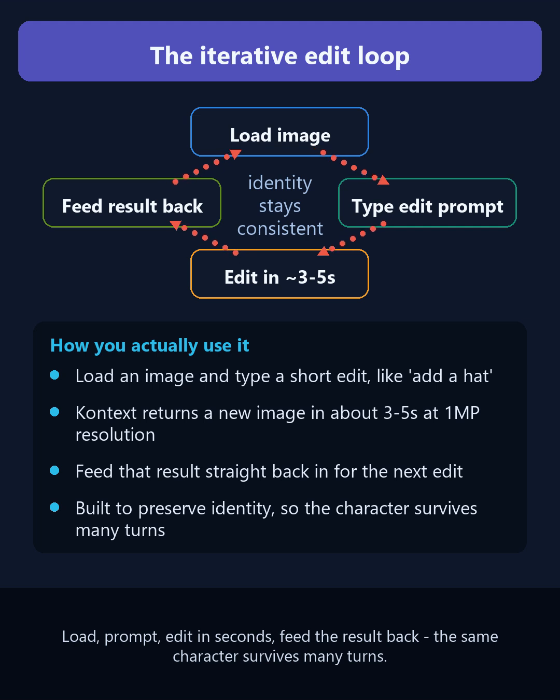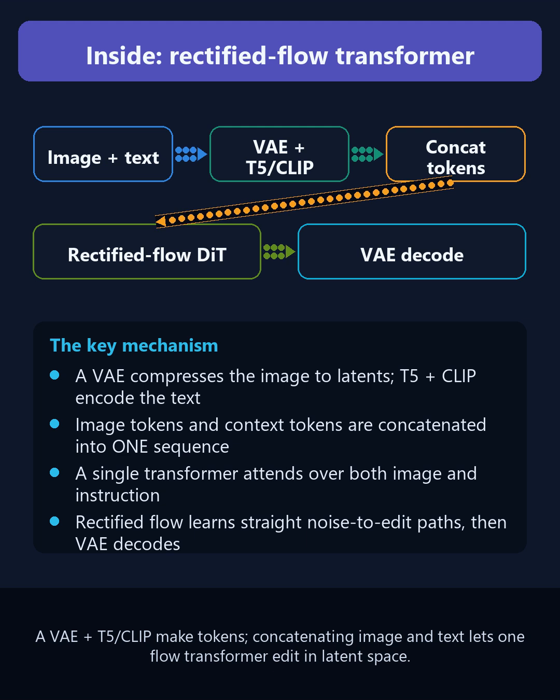Here is the workflow, and it is genuinely iterative. You load an image and type a short edit, like add a hat. Kontext returns a new image in about 3 to 5 seconds at 1 megapixel resolution. You then feed that result straight back in and make the next edit. Because the model is built to preserve identity, the same character survives many turns without drifting, the loop that older editors could not hold.